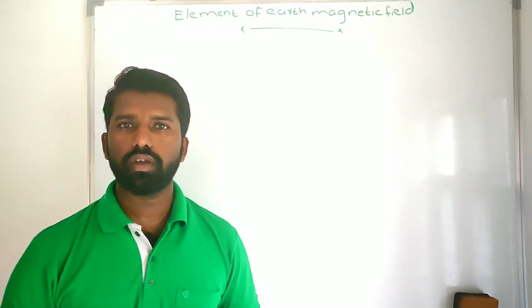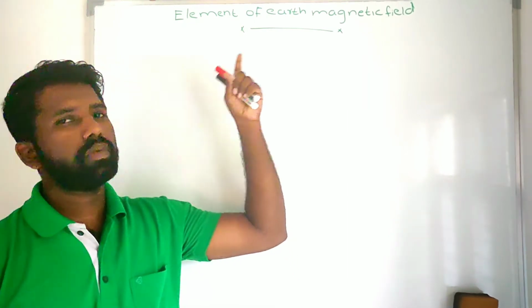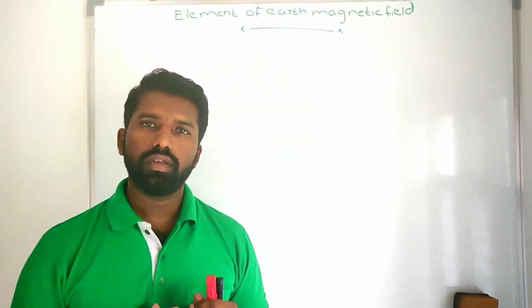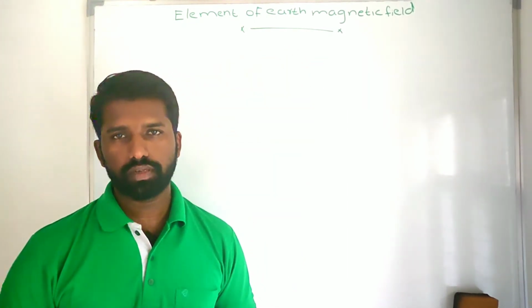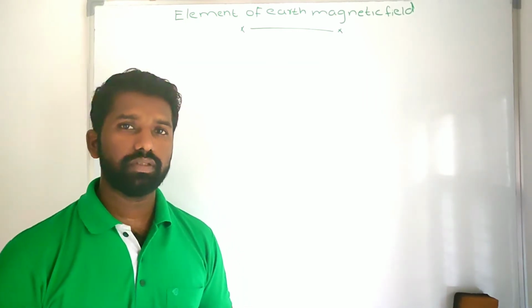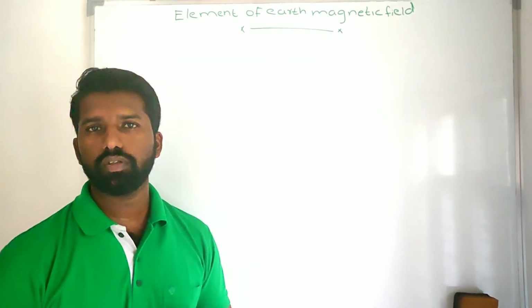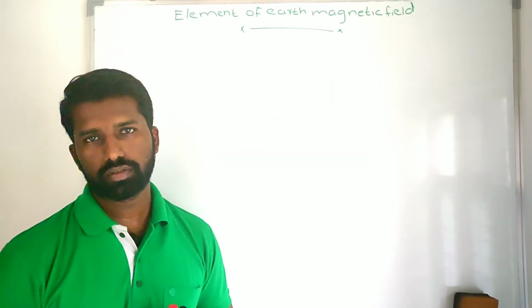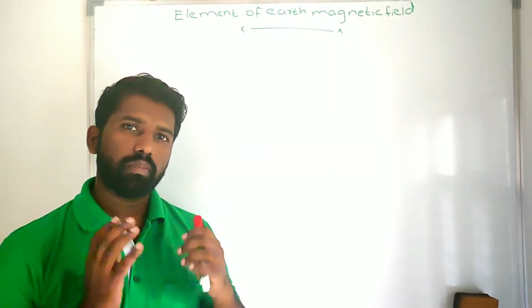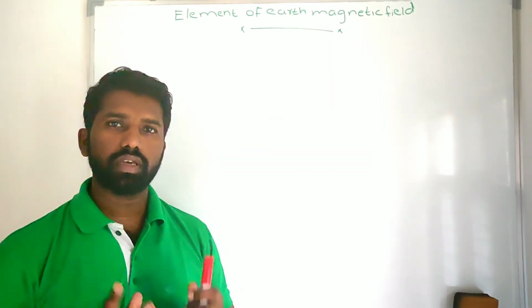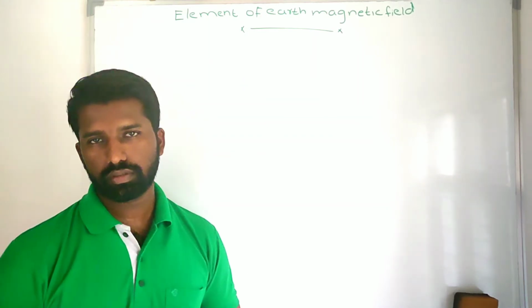In this video, I am going to discuss the elements of the earth's magnetic field. Earth possesses a magnetic field. The magnetic field is a vector quantity. It has both magnitude and direction. So the magnetic field at any point of the earth has magnitude and direction.